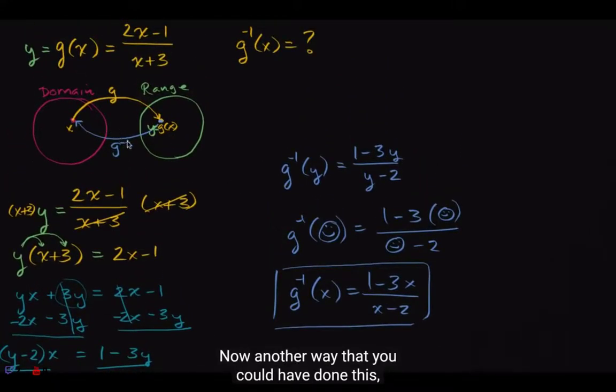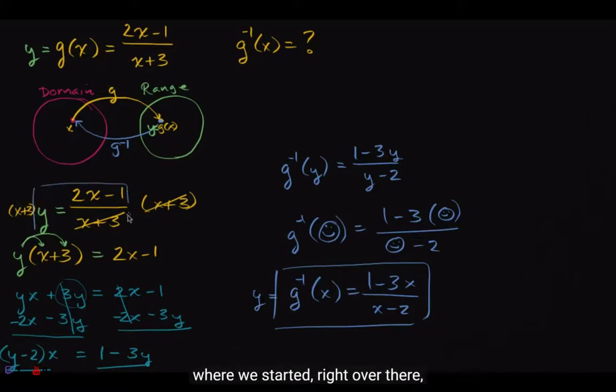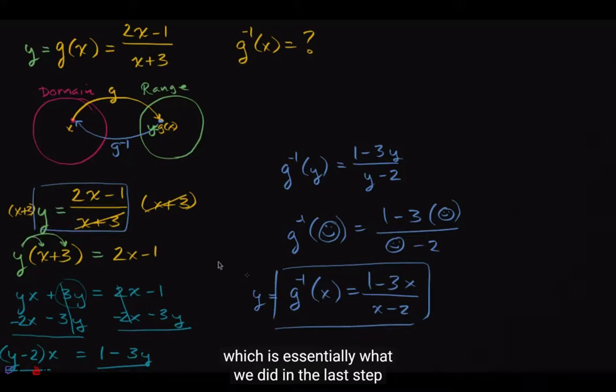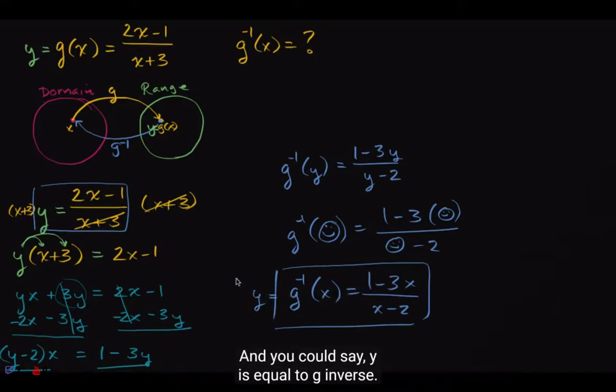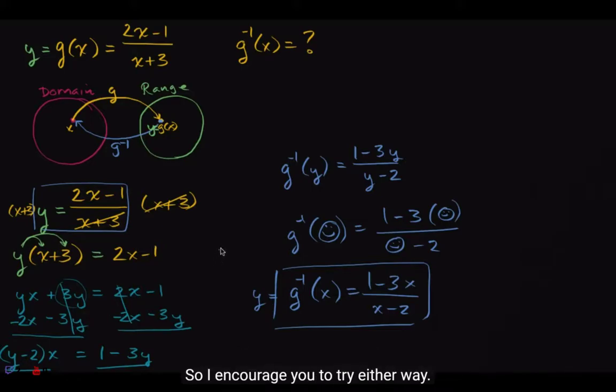Now another way you could have done this, if you think about what just happened here, is that we've essentially swapped the x and y variables. So one way to solve these is you can start where we started, right over there, and then swap the x's and the y's, which is essentially what we did at the last step, and then solve for y after the swap. You would get to this same result, and you could say y is equal to g inverse. So I encourage you to try either way.